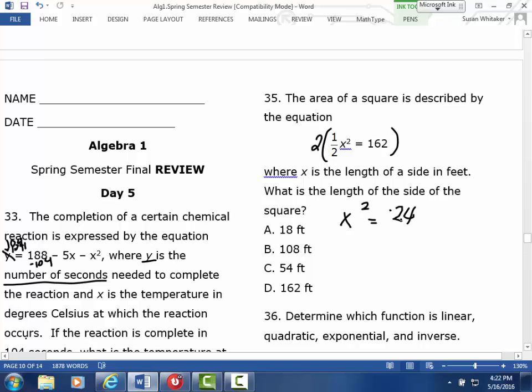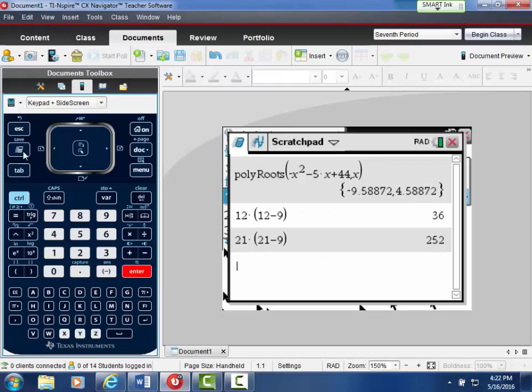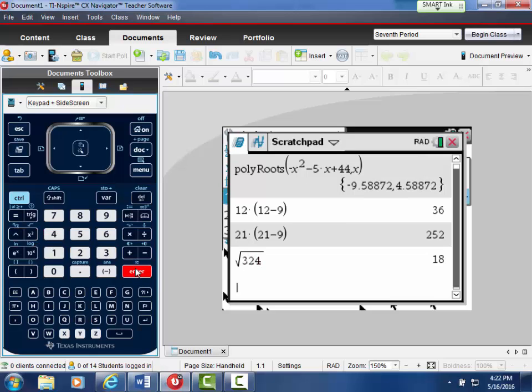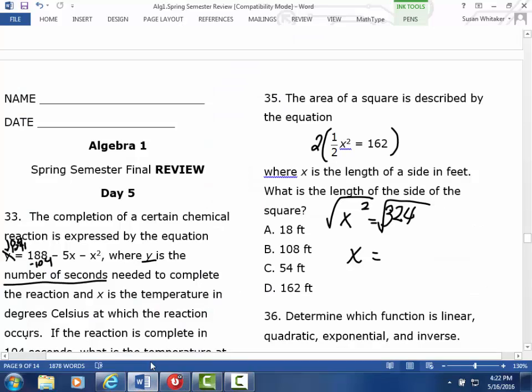324. And so if x squared equals 324, then x would be the square root of that. So x equals the square root of 324. Control x squared, 324, and I get 18. So 18 feet, be answer choice A.